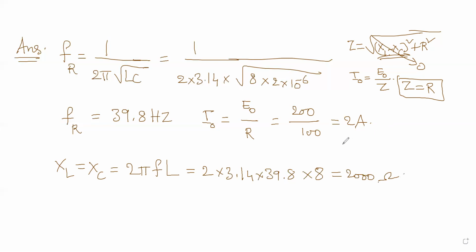And Z is equal to R equal to 100 ohms. They asked what is the impedance of the circuit. That is nothing but the resistance itself at the resonance. Now please note it up to this part. The next part of the question will answer.